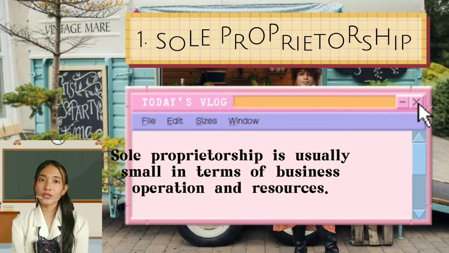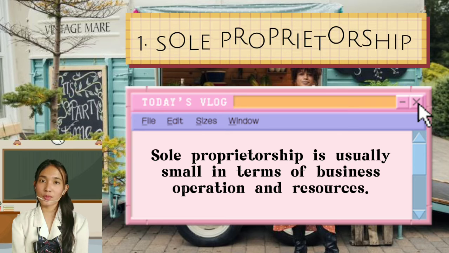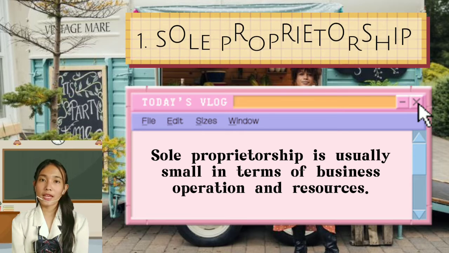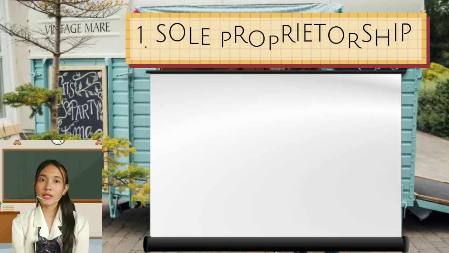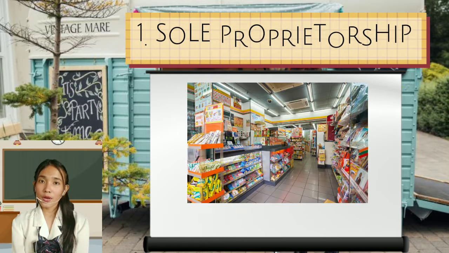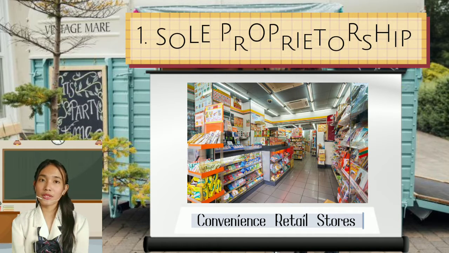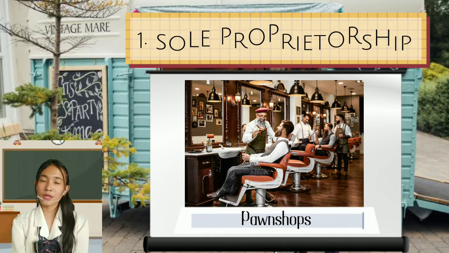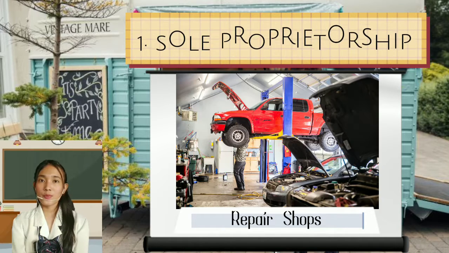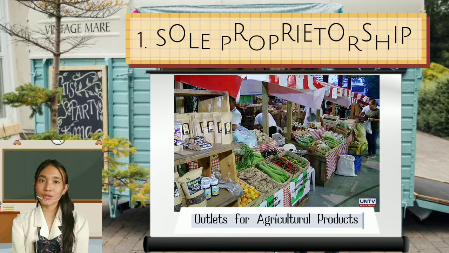Sole proprietorship is usually small in terms of business operation and resources. Typical examples of these are convenience retail stores, barber shops, phone shops, repair shops, and outlets of agriculture products.